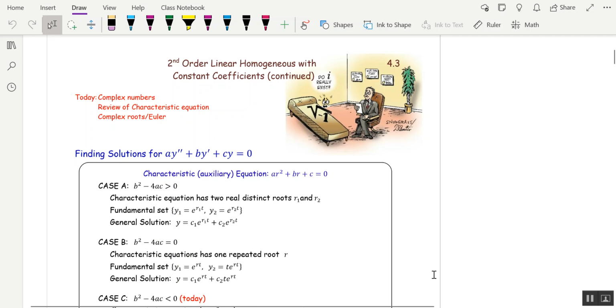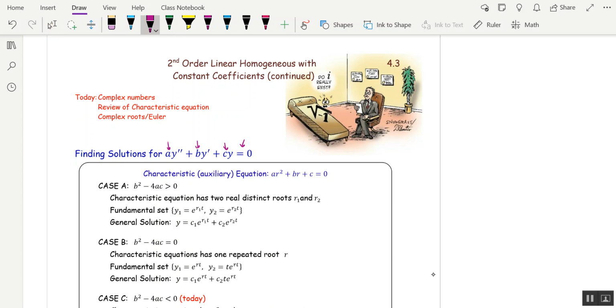Welcome to section 4.3. Let me remind you of what we're doing. We're solving second order, linear, homogeneous, meaning equal 0, DEs with constant coefficients, meaning the coefficients A, B, and C are constants. They're not variables.